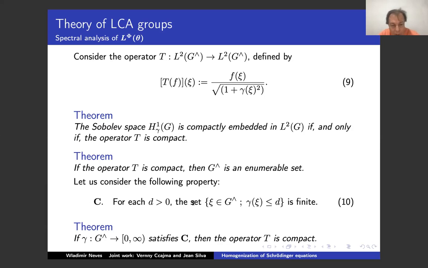Let us consider the following property. For any D positive, the set of the characters with this property, that gamma of the character is less than D, is a finite set. Then you have the characterization of the Rellich-Kondrachov theorem that tells you if gamma satisfies this condition C, then the operator T is compact. So you have characterized the conditions to have the compactness from H1 gamma, or at least from H1 gamma, into L2 of G.